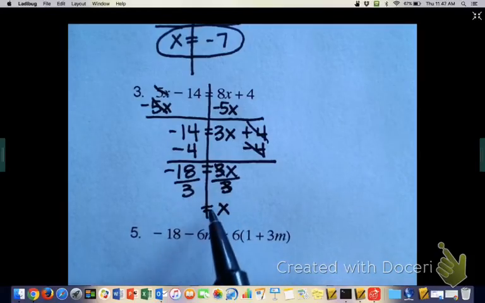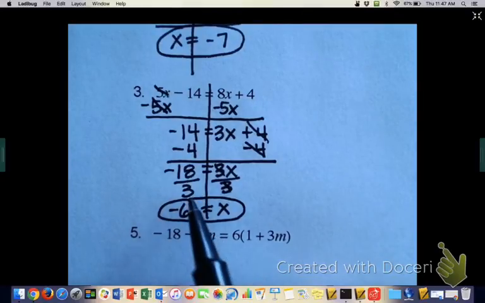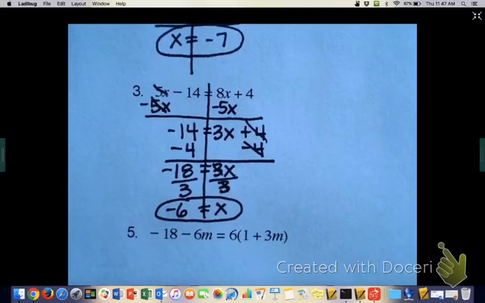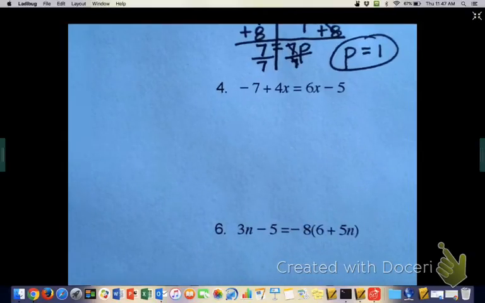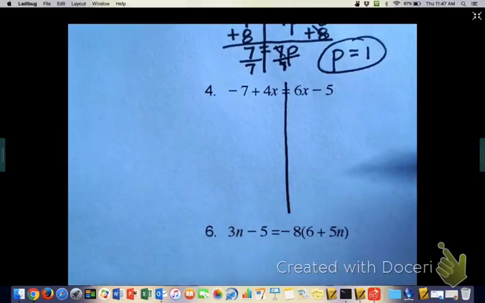X equals negative 6. Negative 18 divided by 3 is negative 6. All right, you should be starting to do some of these on your own, but I'm going to keep working through them. Check your work. You need to have all of your work shown, so don't just fast forward my video and then not know how to do this and not be showing your work.